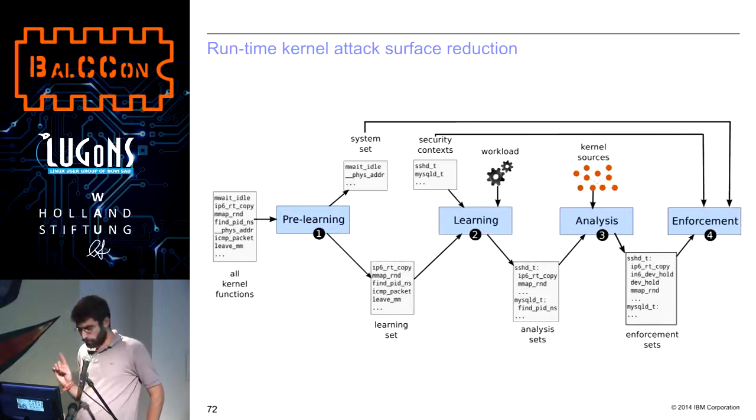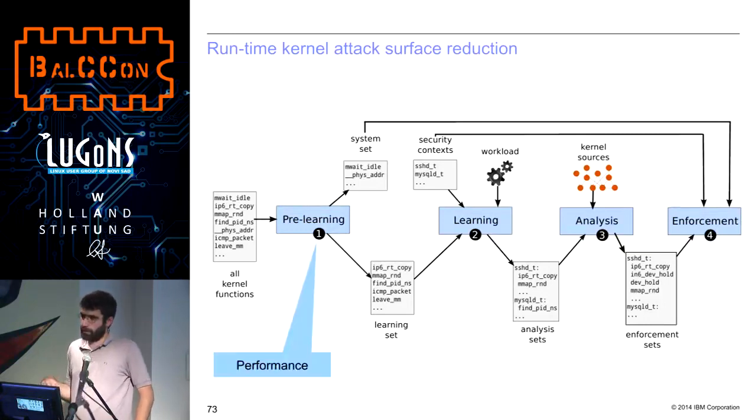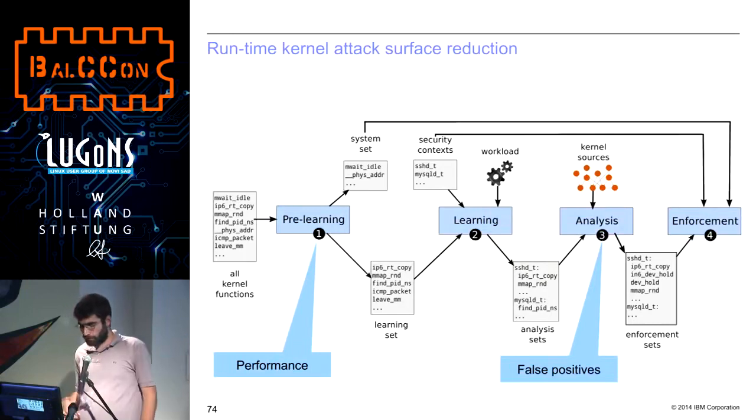All right, so the two steps that are interesting here: the first step will be there for performance reasons. This step will remove many of the kernel functions that are used very often in the kernel. And this is great because that means that we don't have the performance overhead related to instrumentation of those functions. And the second phase that's interesting is the false positive detection, false positive prevention phase.